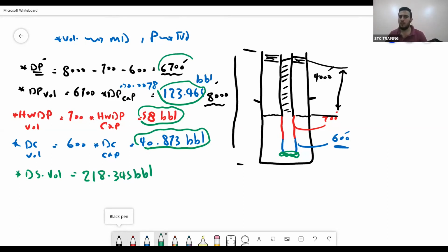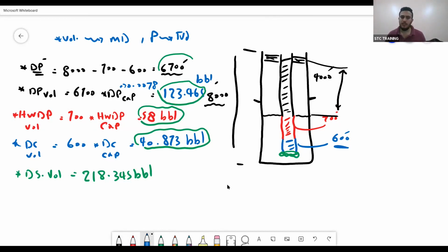So here, we just calculate the volume of the drill pipe, then the heavy wall drill pipe, then the drill collar volume, calculating the drill string volume. It is now the turn to calculate the open hole volume. So starting, let's make clear for this section.